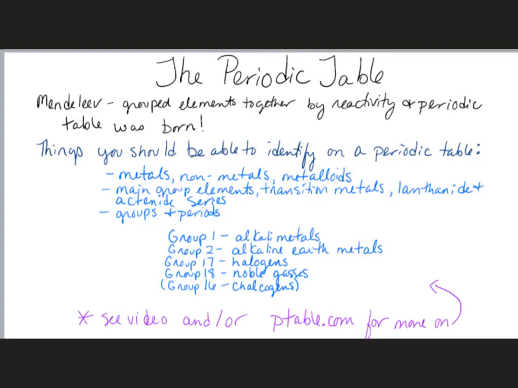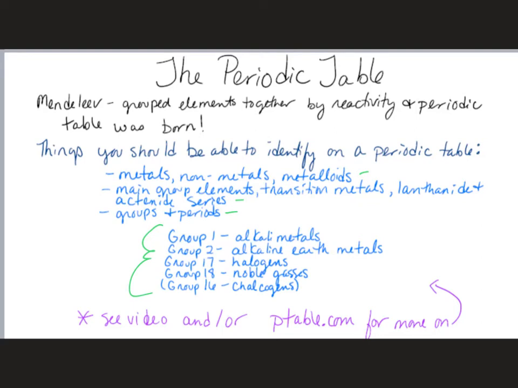So here's some things that you should be able to identify, and I'm going to show you these things in future slides here. But the difference between metals, nonmetals, and metalloids should be something you can identify. What main group elements, transition metals, lanthanide and actinide series are, and then the difference between groups and periods. And the big thing is you need to be able to identify these guys as well.